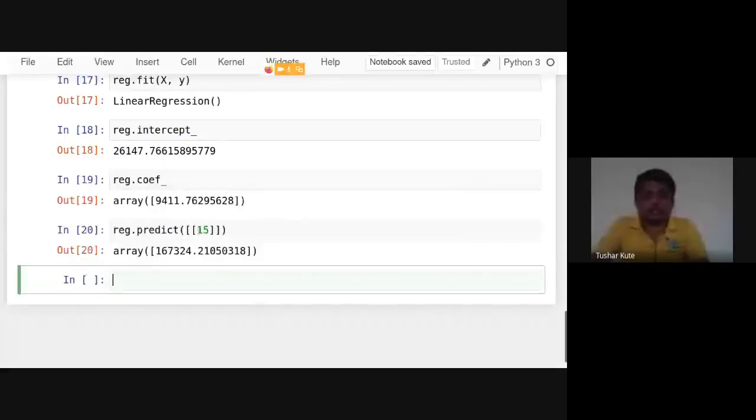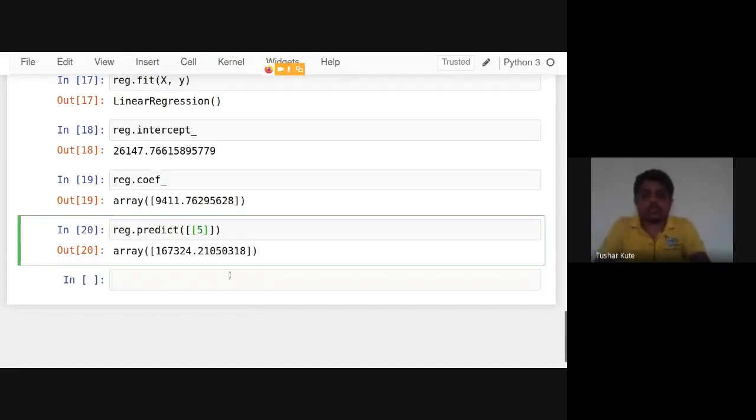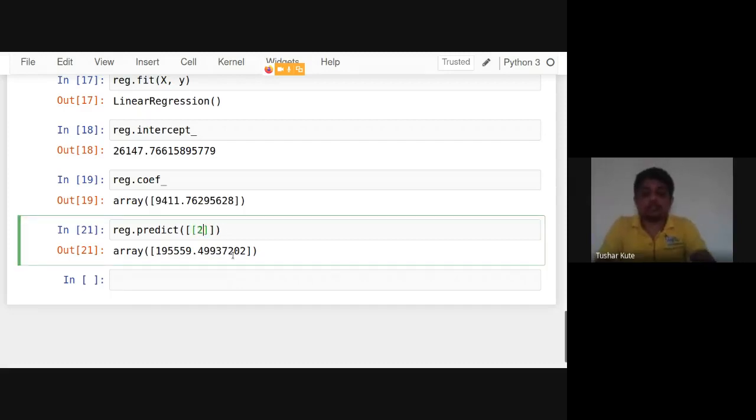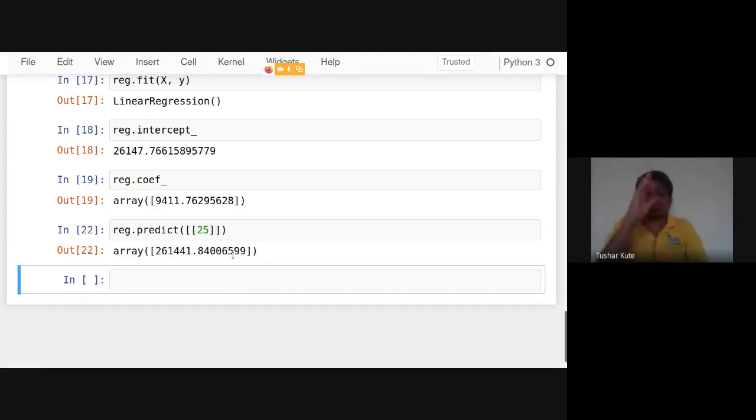See, for 15 years it is 1,67,000. If I want 18, it is 1,95,000. For 25, it is 2,61,000. Like so, the line will keep growing upward. So predictive analytics is done by this method. This is a regression algorithm that is used.